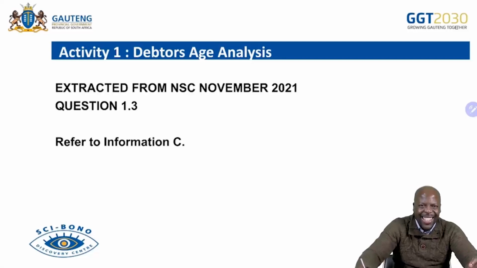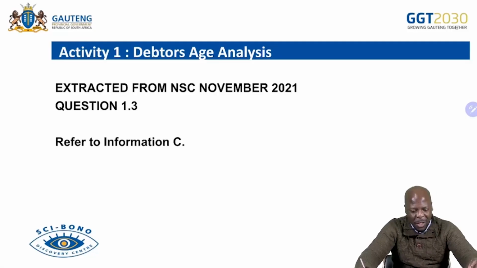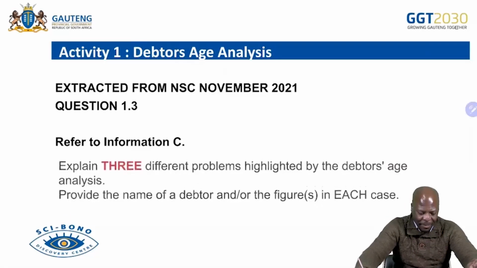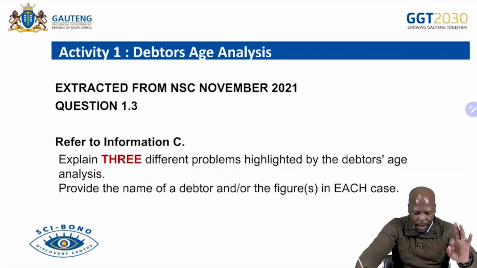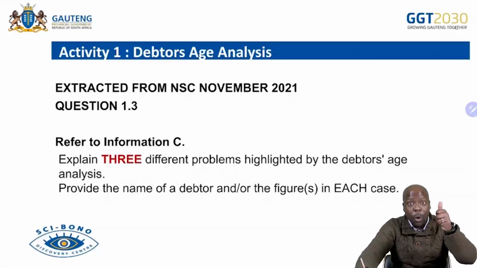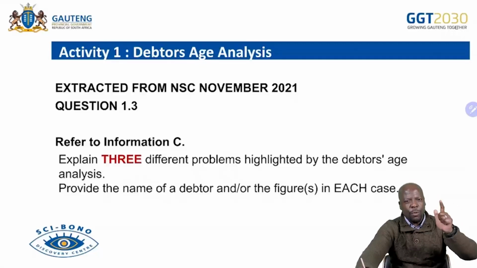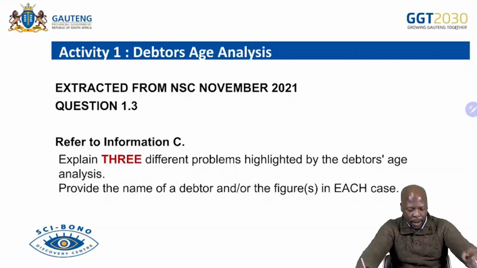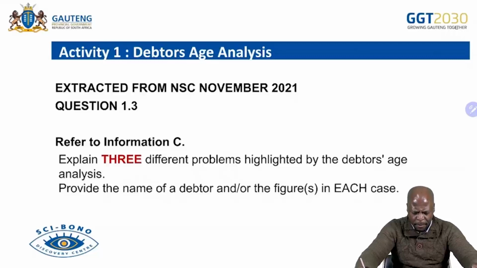Activity number one is coming from November 2021, question 1.3. Now let's refer to information C and see what it says. Explain three different problems highlighted by the debtors age analysis. And then we need to provide, remember, number one, what do they want? They want the name. What else? Figures. Those two, please don't make a mistake. They want names and figures. It says provide the name of a debtor and all the figures in each case.